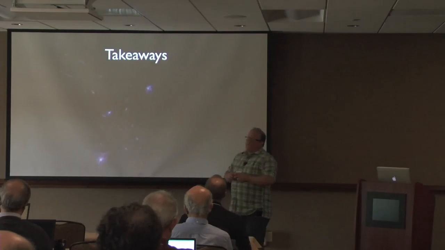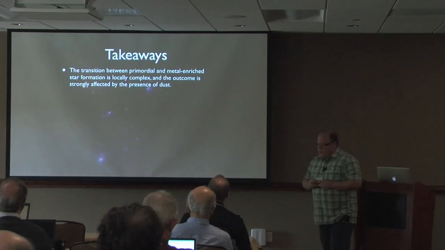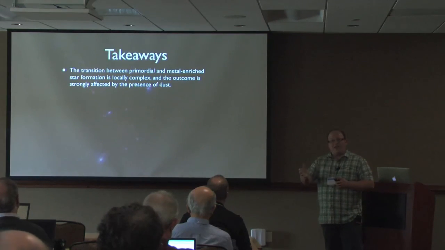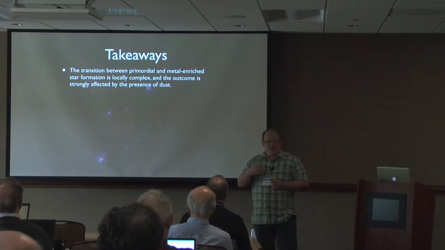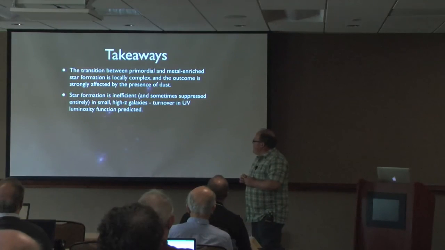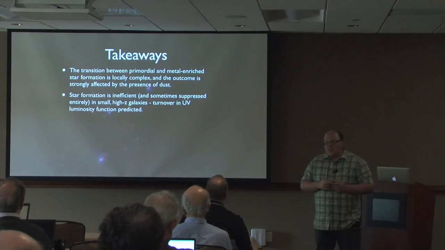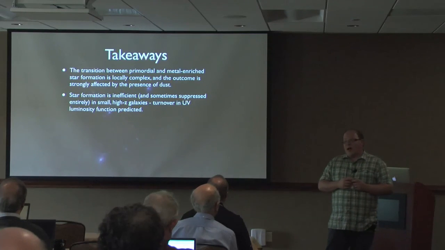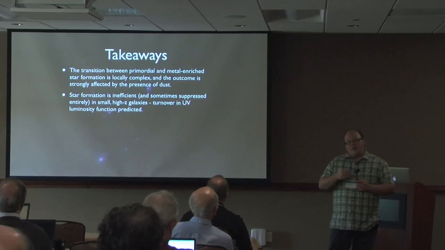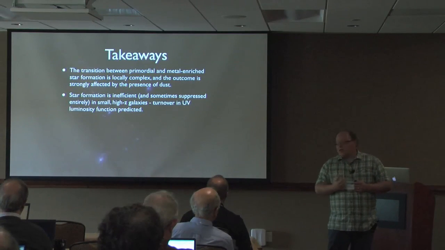Okay, so takeaways from this talk. Hopefully, you have taken away that the transition between POP3 and metal-enriched star formation is quite complex and that dust is important. Also, we've found that star formation in these very early galaxies is inefficient, and in some galaxies, star formation is quenched entirely. And what this results in is very few low luminosity galaxies in our simulation, which is quite interesting.